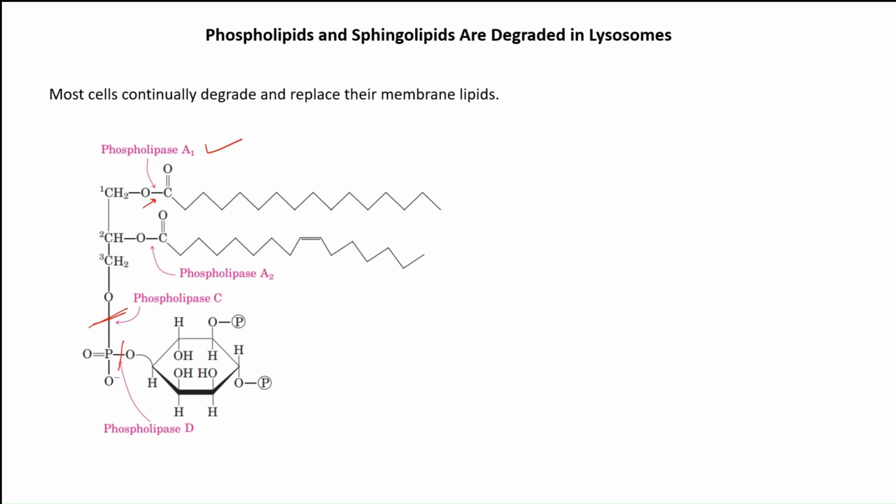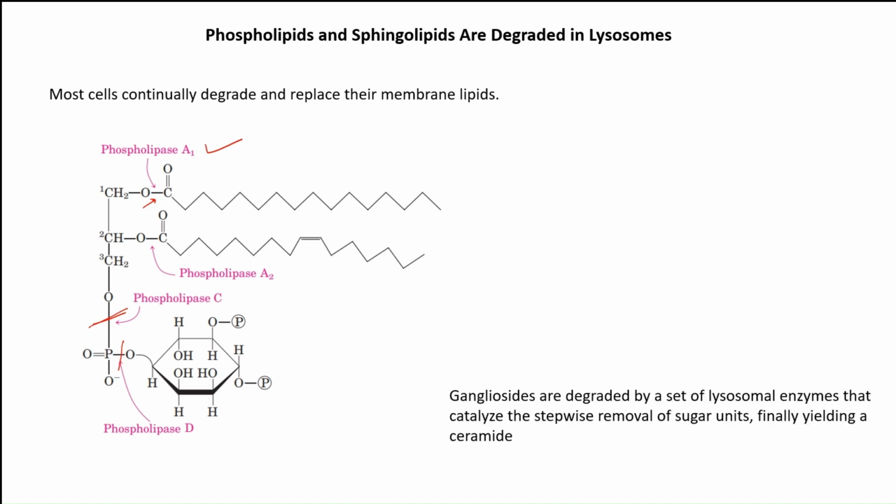The point of its breakage is shown here. So these are the phospholipases that degrade the lipid molecules. If not properly degraded, they get piled up in the cell. That can cause various diseases.